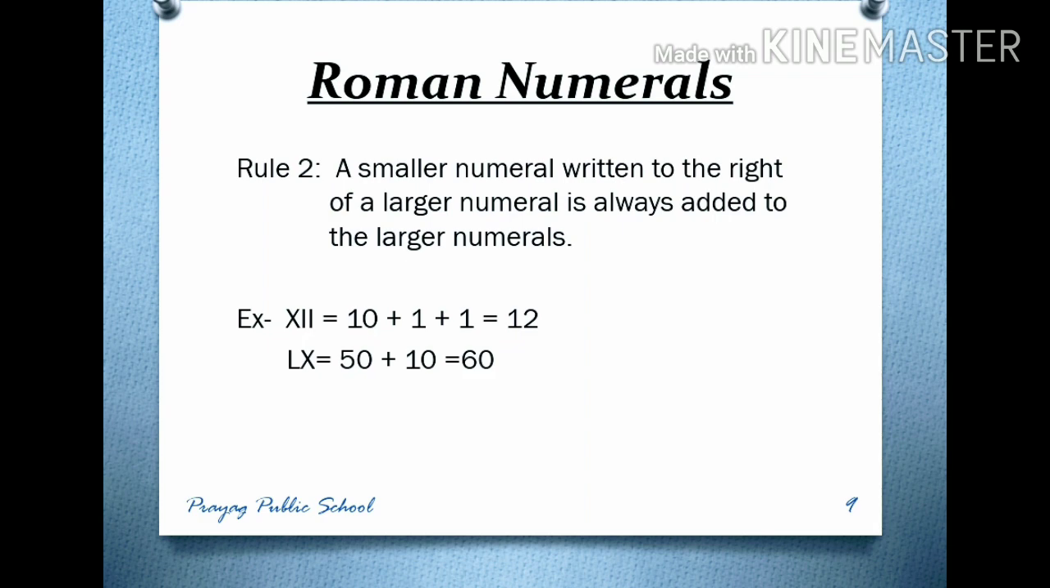As we know, the value of X is equal to 10 and the value of I is equal to 1. So the overall value of XII is equal to 10 plus 1 plus 1 is equal to 12. Similarly, the value of LX is equal to 50 plus 10, that is 60.